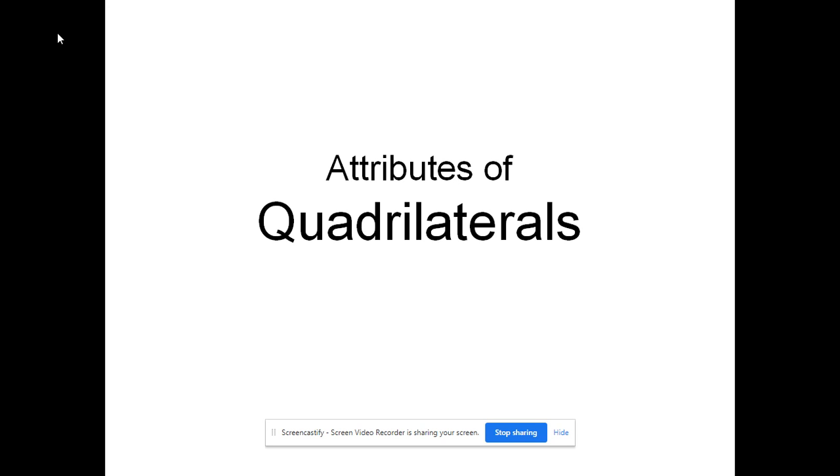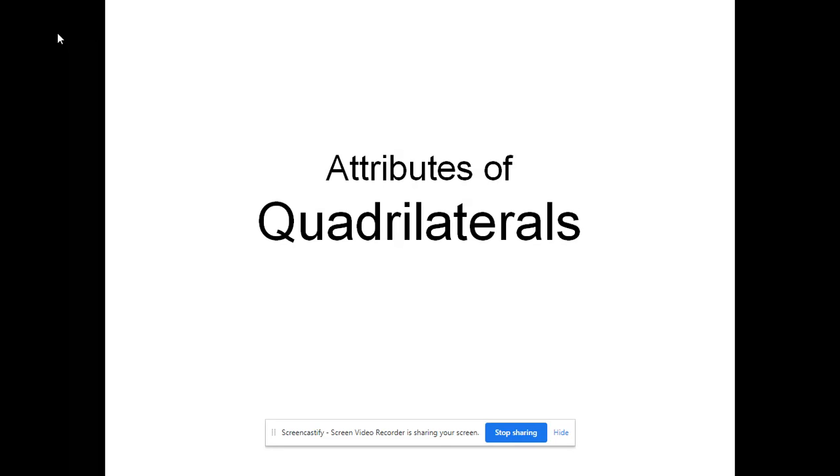Hello, kids. Today we're going to review quadrilaterals. Remember, quadrilaterals are four-sided polygons. And remember, a polygon has three main attributes. It's 2D, which means flat. It has straight sides. And what else?